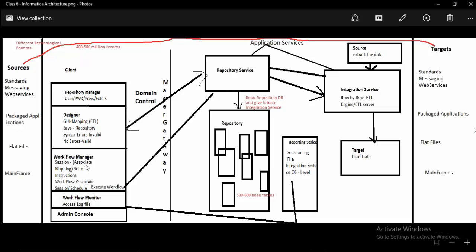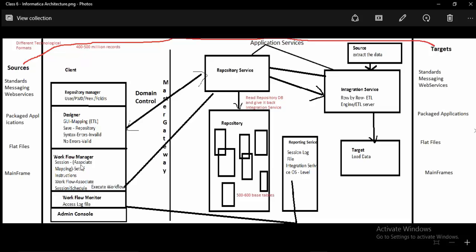Ravi, can you just explain this part? Sorry, the Workflow Manager part again. Yeah, sure. So in Workflow Manager, what we are doing: we have created mappings, right? We just created a plan by using Designer. So we didn't perform any extraction, transformation, loading. We just created mappings. Okay.